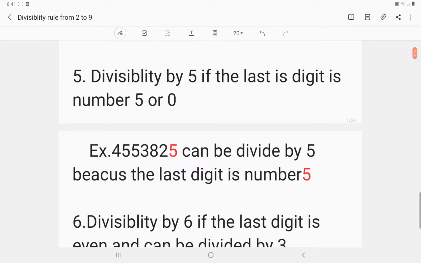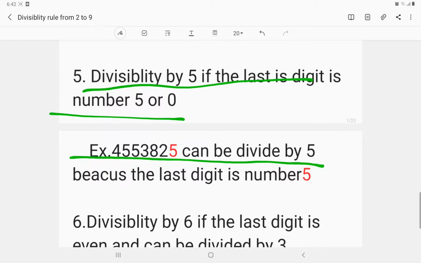Move on to divisibility by 5. This has one step too and is really easy. Divisibility by 5: the last digit is 5 or 0. Example, this number can be divided by 5 because the last digit is 5. So divisibility by 5 means the last digit is 5 or 0.